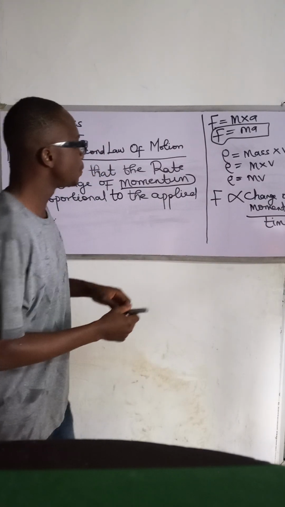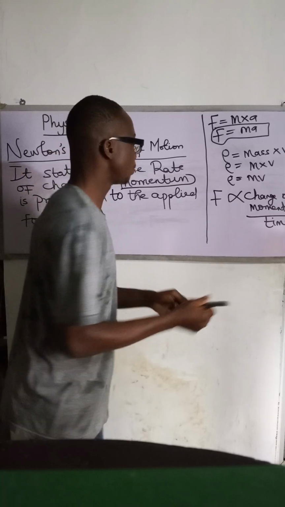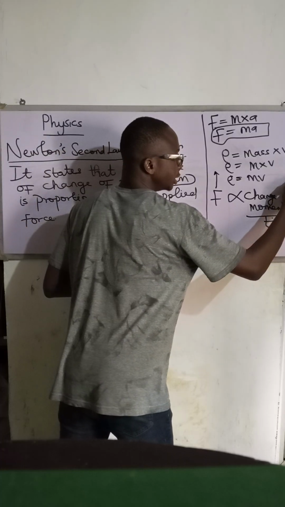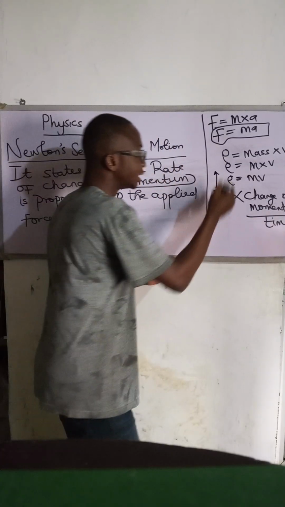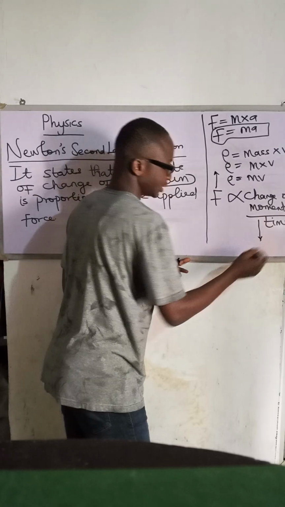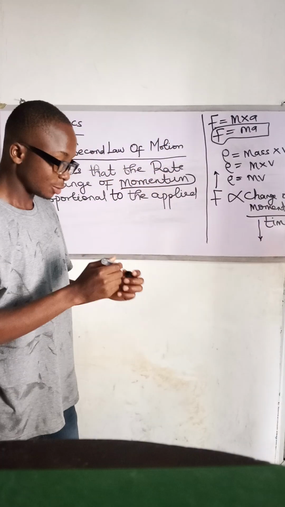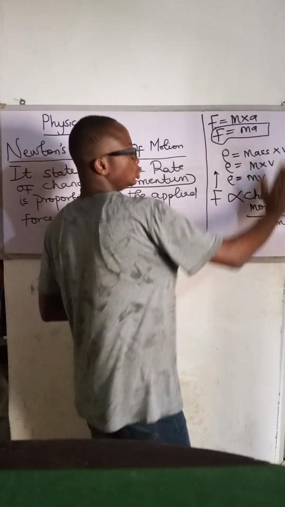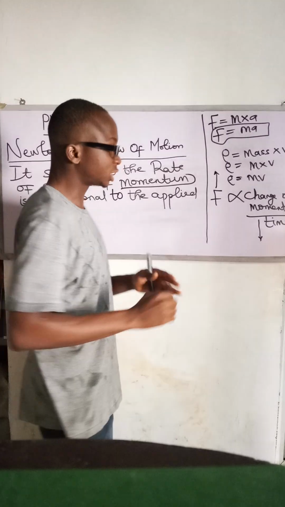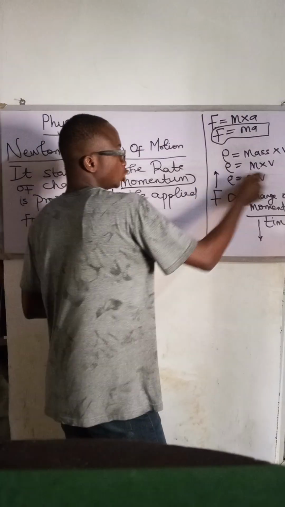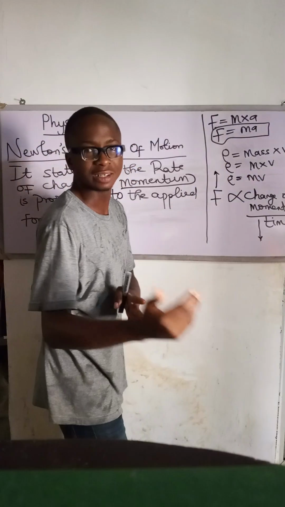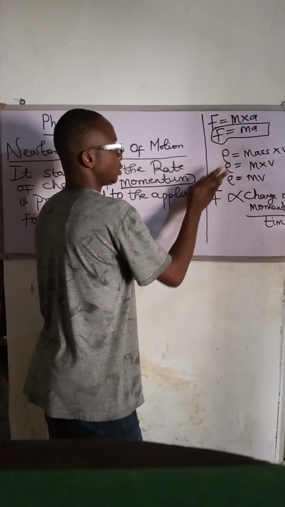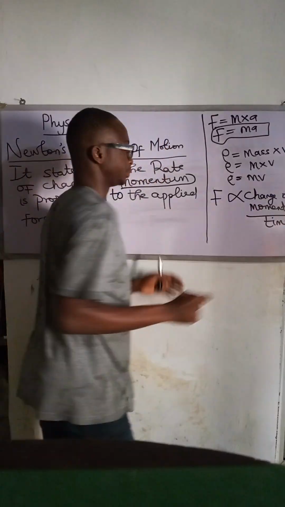What does it mean? If we say something is directly proportional, it means that if force is increasing, the change of momentum will be increasing. But if the force is increasing, the time will be decreasing. When we say something is directly proportional, as the force is going up, the change in momentum is going up. That's why it is directly proportional. But if it is inversely proportional, if this is going up, this will be coming down. That is inversely. But this is directly proportional, right? But we don't need to go to this side.